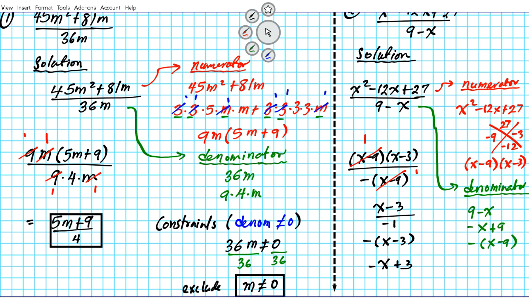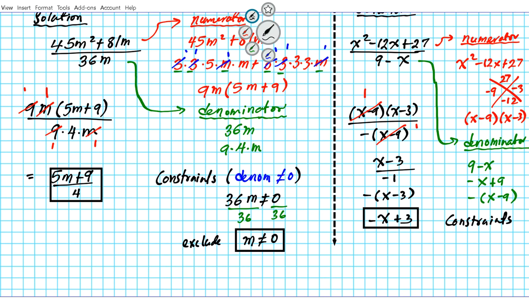Okay, so what's the constraint for this particular problem? To find the constraints, all we have to do is make sure that the denominator is never equal to 0. So we take the denominator, which is 9 minus x, cannot be 0. Let's solve that equation. Sorry, you do the inverse, which is you subtract 9 from both sides. Then you have negative x cannot be negative 9. And then divide both sides of our inequality by negative 1.